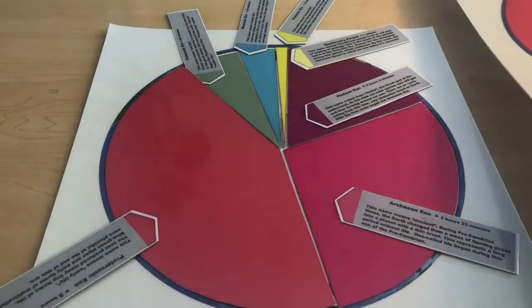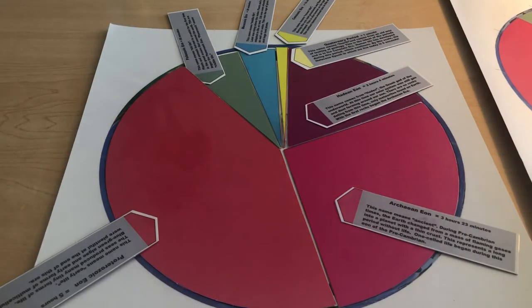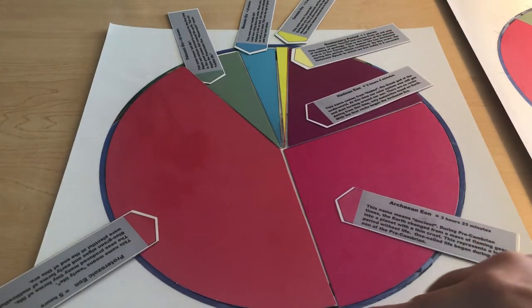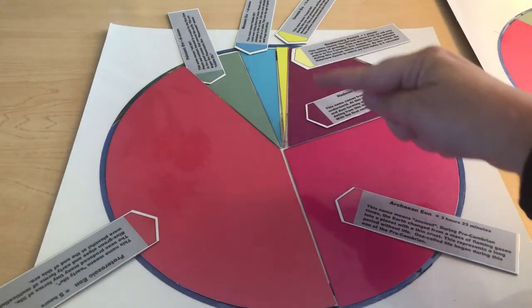You can check your work with your control chart to make sure it matches. And this is just another way to look at all of the Earth's preparation leading up to humans being on Earth.